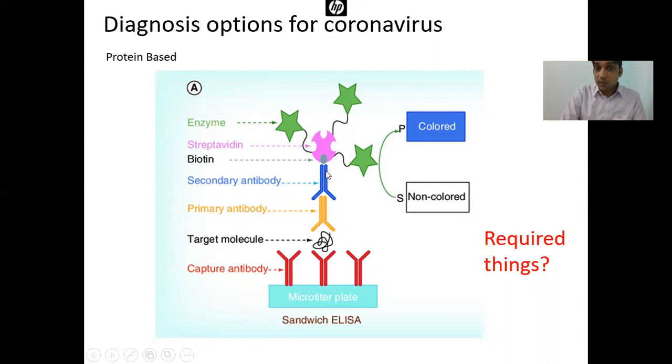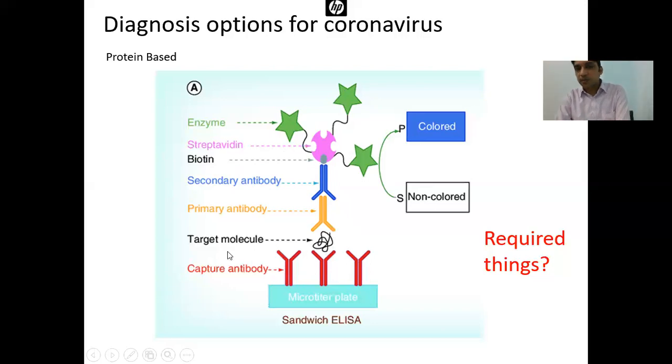And then the secondary antibody, which is chemically linked with an enzyme. The green one is an enzyme. And the chemical linkage is usually created with the help of the biotin-streptavidin combination. So these are like a chemical link which connects this enzyme with the secondary antibody, which binds with the primary antibody, which is specific to a protein present in the virus.